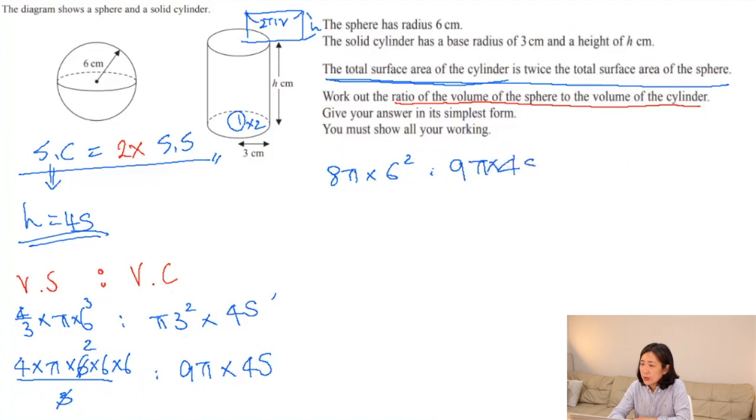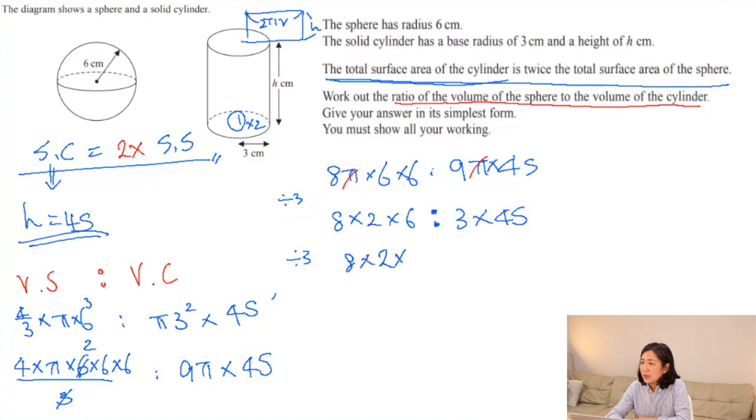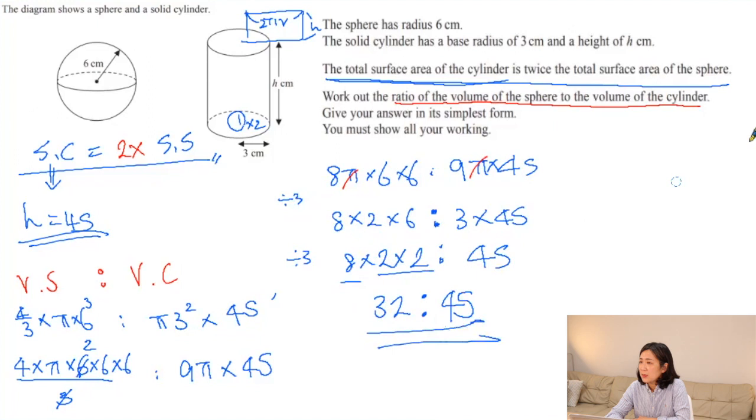Since this is a ratio, let's try to cancel by pi. Also any number we can cancel. Okay, let's just divide by 3. Then we've got 3 times 45. Then this time let's divide by 3 again. So 8 times 2 times 2 over 45. Is there any common factor you can see? No, we can't see any common factors. So that's all, right? 32 and then 45. So this is the ratio between the sphere and the cylinder.